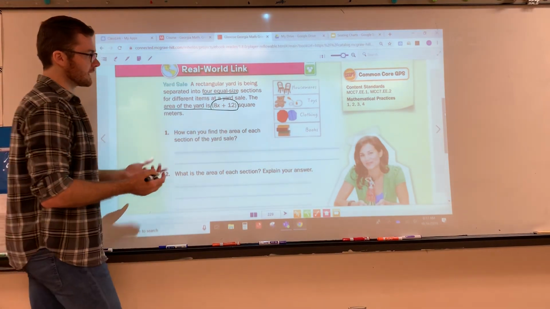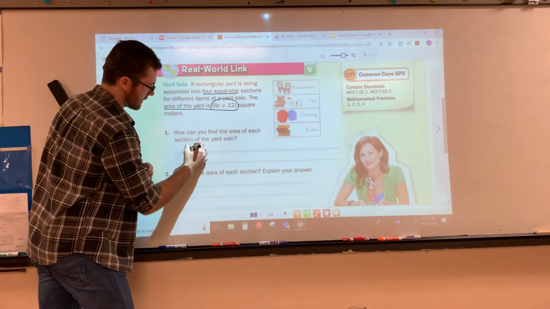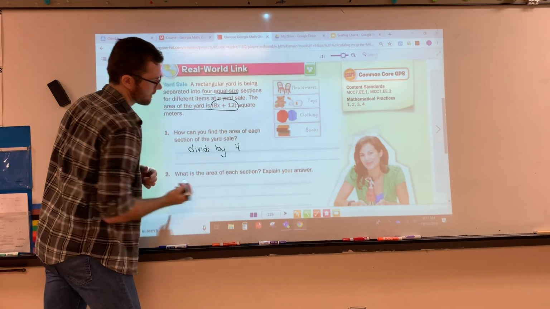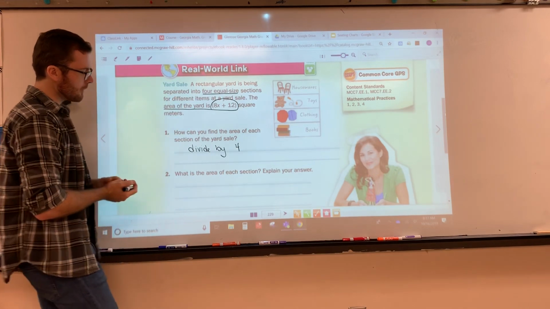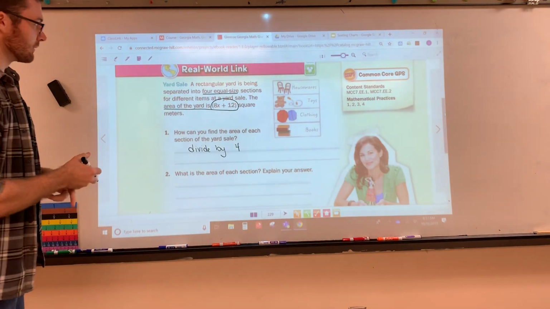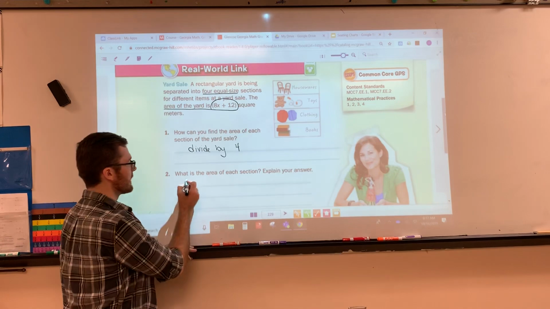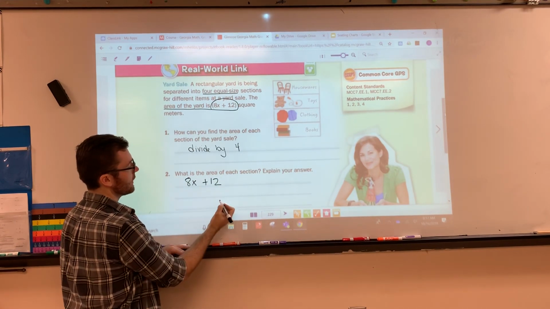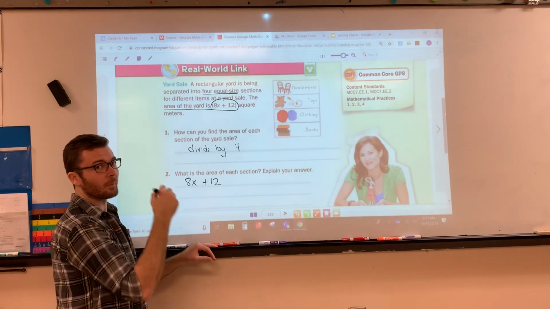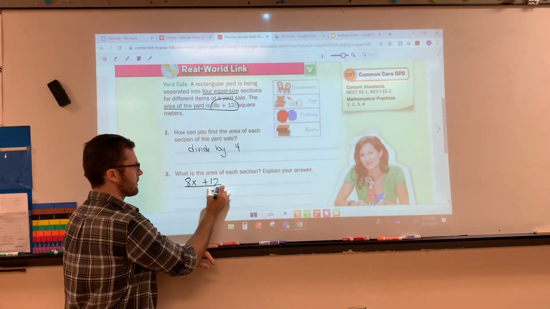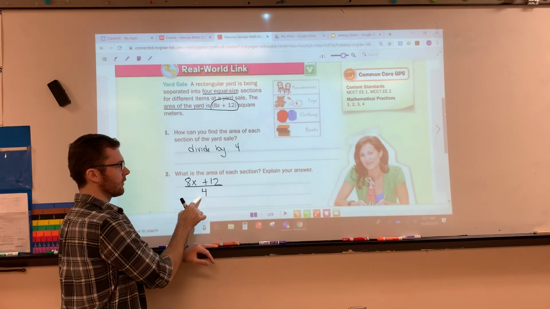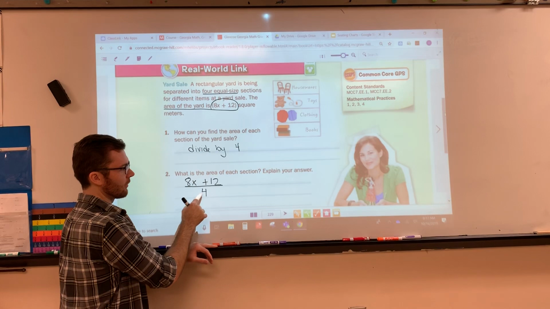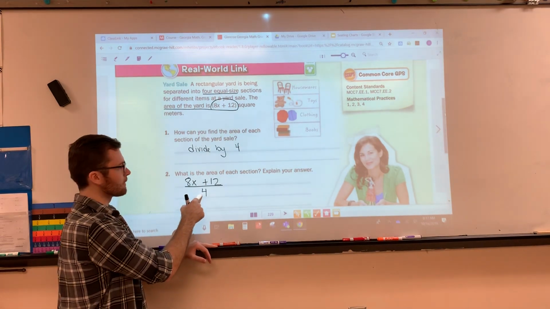Well, if I'm dividing it into 4 equal sized sections, I'm just gonna write divide by 4, right? What is the area of each section? Well, I'm gonna say 8x plus 12. We know there's lots of ways to represent division. I'm gonna use the fraction way. Divided by 4. So the numerator is that linear expression divided by 4 because there are 4 equal sections.